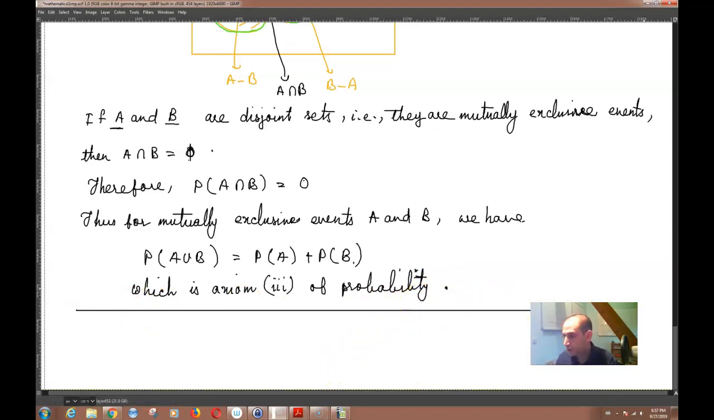So that's basically the whole story here. Now, of course, not the whole story. There are still a couple of things to say. The next thing that we will discuss is the probability of event not A.